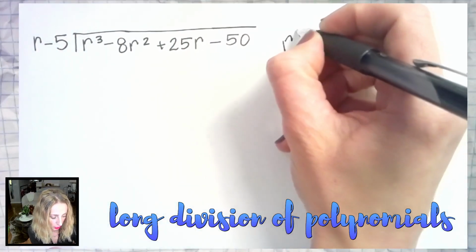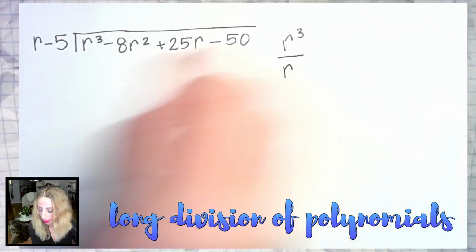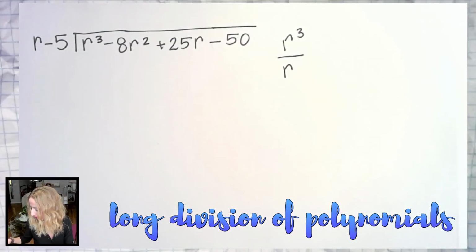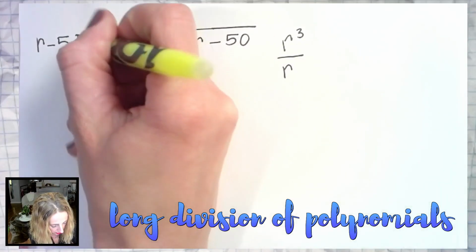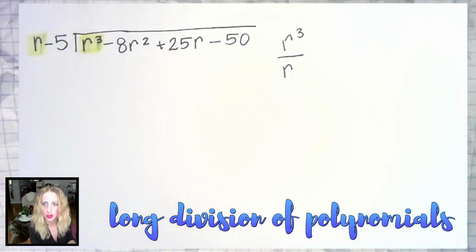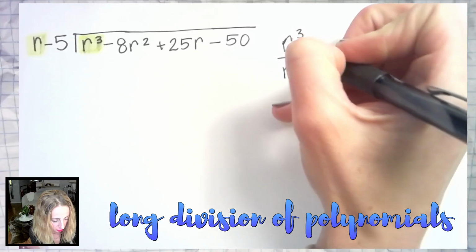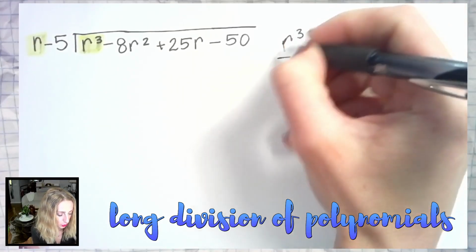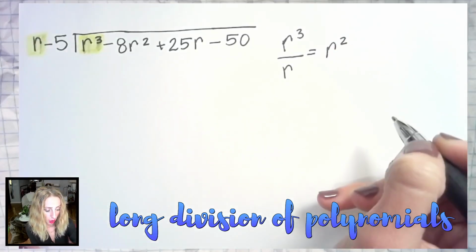We are going to go ahead and divide r to the third by r to the first power. Where is that coming from? We pay attention to the leading term on the inside and the leading term on the outside. We start working with those. Here, you're kind of accessing your ability to use properties of exponents. What is r cubed divided by r going to equal? And that's going to be r squared.